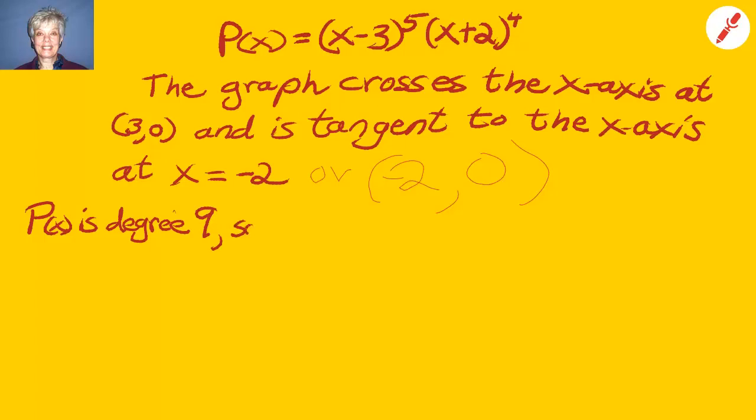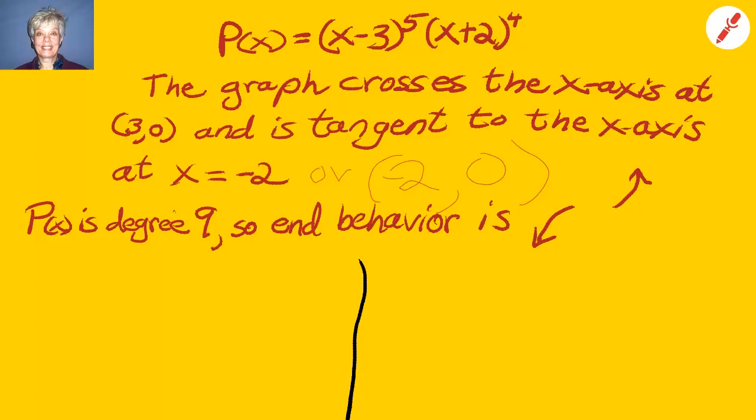I had to do that with my finger. A little messy, but you get the idea. Now notice that if you were to multiply these factors together, and I would never be that mean, you would get x to the 9. All right, so p of x, this polynomial function, is of degree 9, so its end behavior is going to look like that. So we know it goes down on the left and up on the right. It's going to have x-intercepts at negative 2 and positive 3.